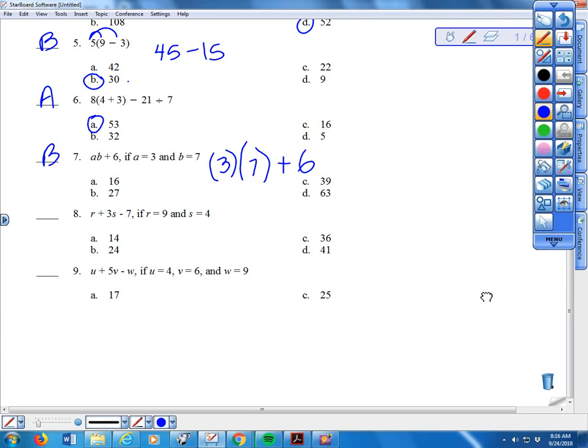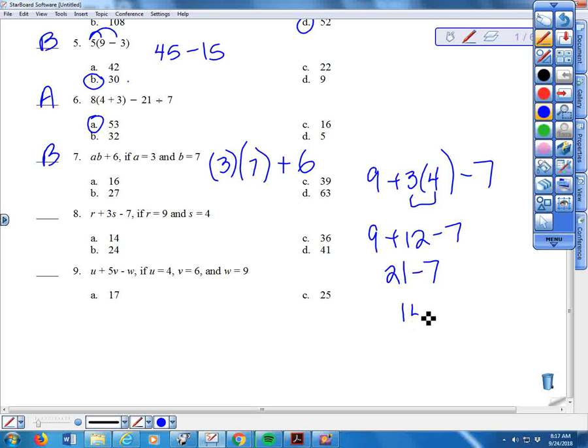Same thing here. I'm given R and S. R plus 3S minus 7. So I'm just going to substitute in and rewrite it. So I have 9 plus 3 times 4 minus 7. What comes first, addition or subtraction? Either, right. Both of them have the same order, so we just go left to right. But first, multiplication comes first. So I have 9 plus 12 minus 7. 9 plus 12, 21. 21 minus 7, 14.